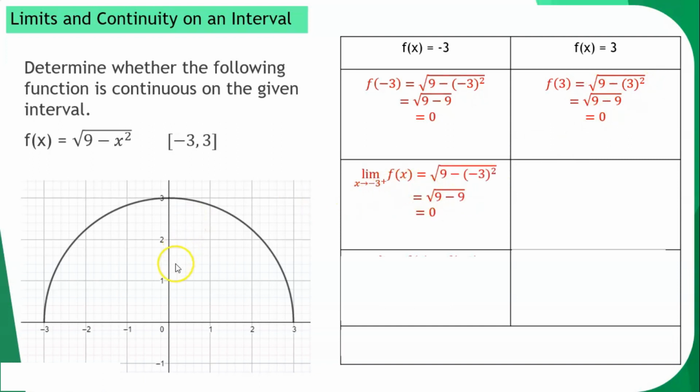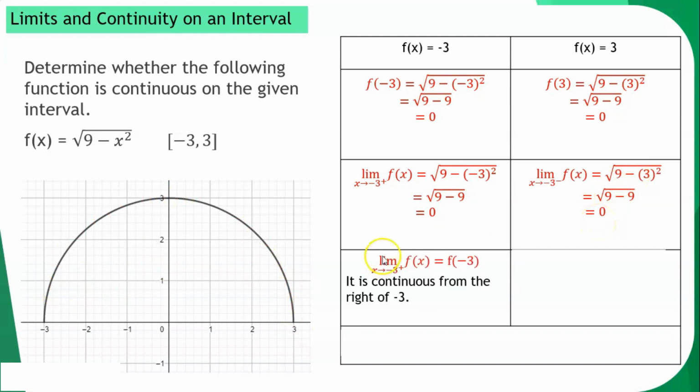So the limit of f(x) as x approaches negative 3 from the right, substituting, will end up with 0. Next, the other end is the limit of the function as it approaches 3 from the left. So substituting will end up with 0. So with this, the values for a and b are equal. So it is continuous from the right of negative 3.